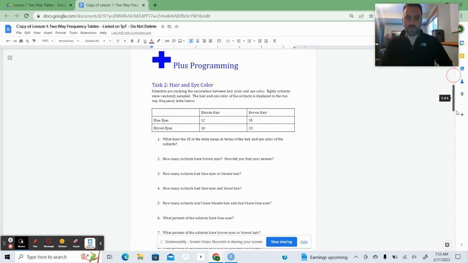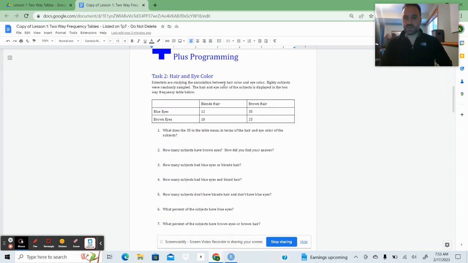Or task two. Scientists are studying the association between hair color and eye color. 80 subjects are randomly sampled, and then the hair and eye color are shown below. What does the 35 in the table mean in terms of hair color and eye color? So that 35 means 35 people have brown hair and blue eyes.